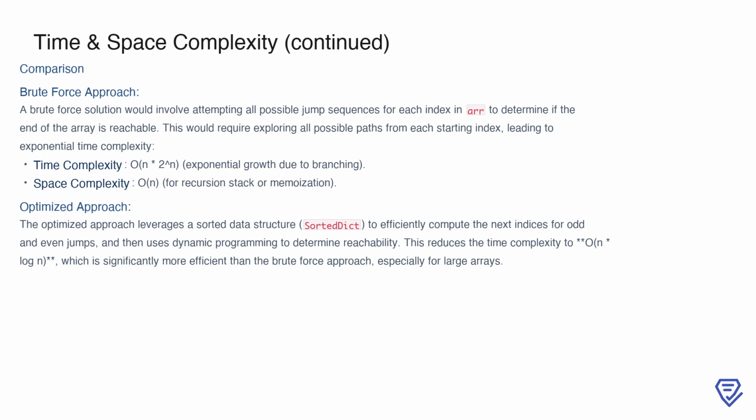In contrast, the optimized solution uses a sorted dict for efficient computation of the next indices for odd and even jumps, and dynamic programming to track reachability. This reduces the time complexity from exponential to n*log n, making it far more practical for large input sizes, while maintaining the same n space complexity.